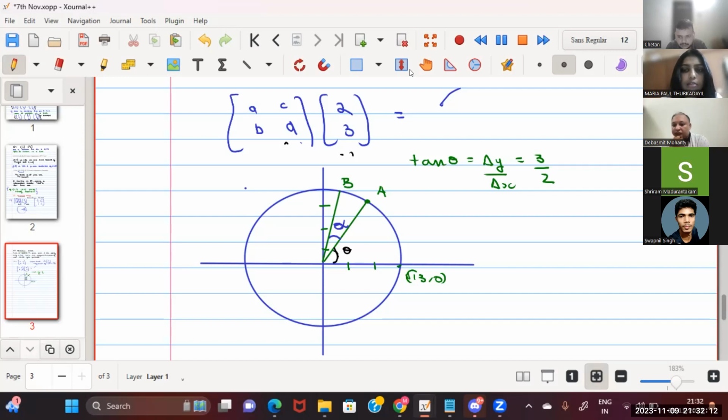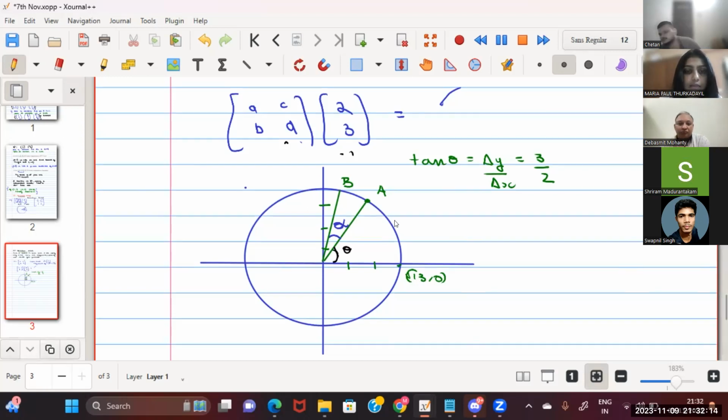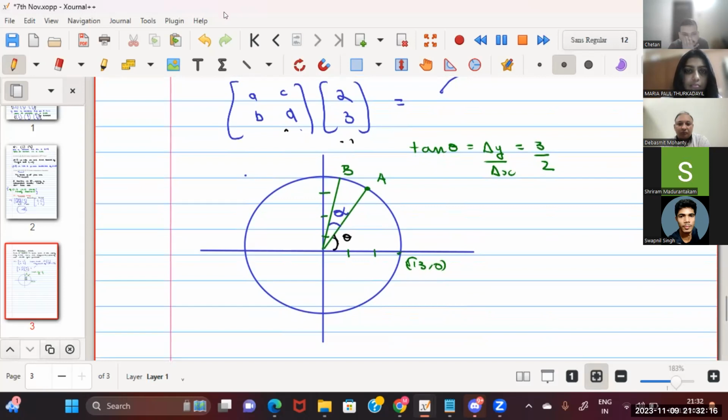So we have to find out A. The next step would be, okay, so the question here is, what is the angle of beta with the x-axis now? The x-axis, right? Yeah.